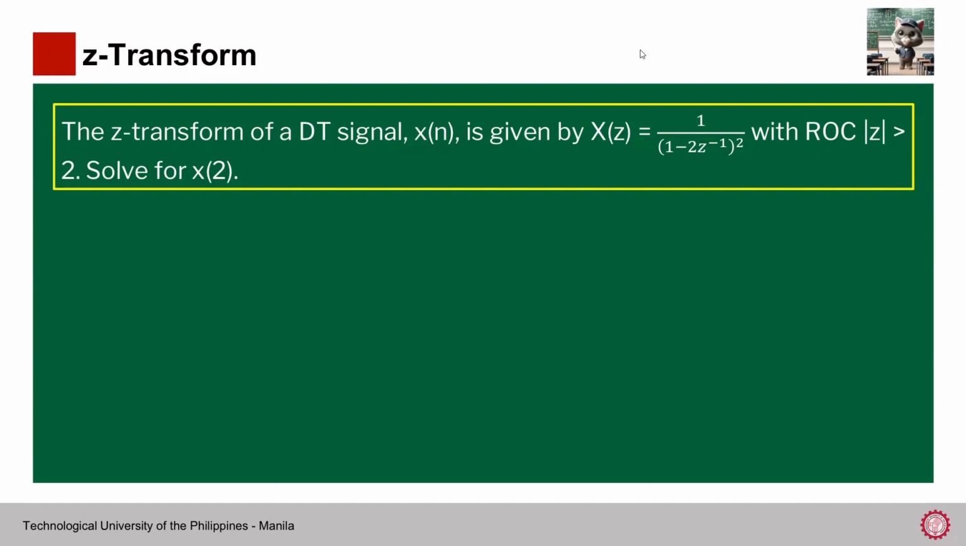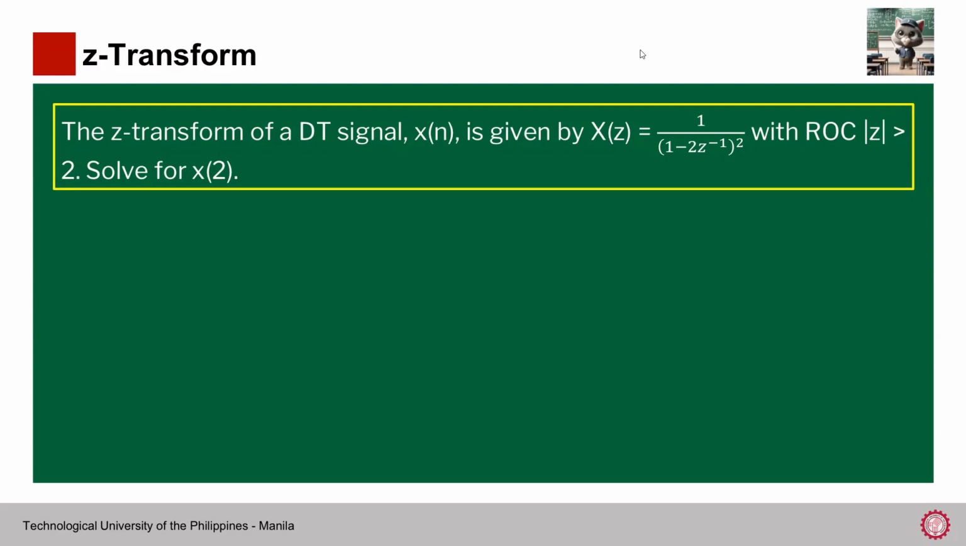The Z transform of a discrete time signal x of n is given by X of z is equal to 1 all over (1 minus 2 z raised to negative 1) quantity squared, with the ROC mod of z greater than 2. Then we are asked to solve for x of 2, kumbaga the value of the discrete time signal when n is equal to 2.